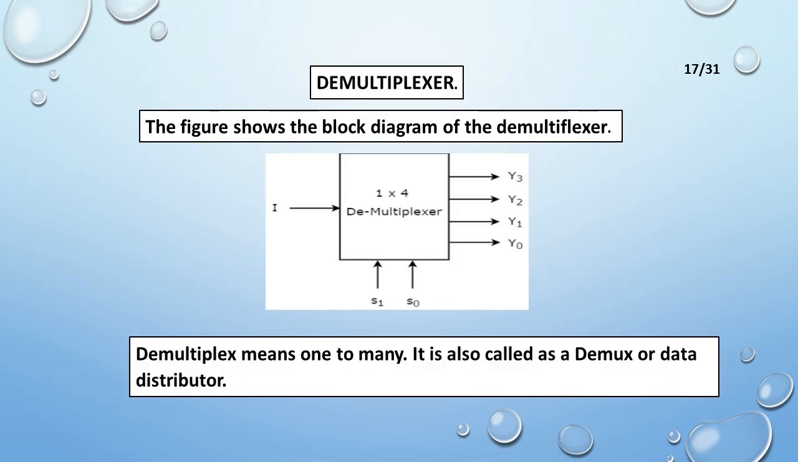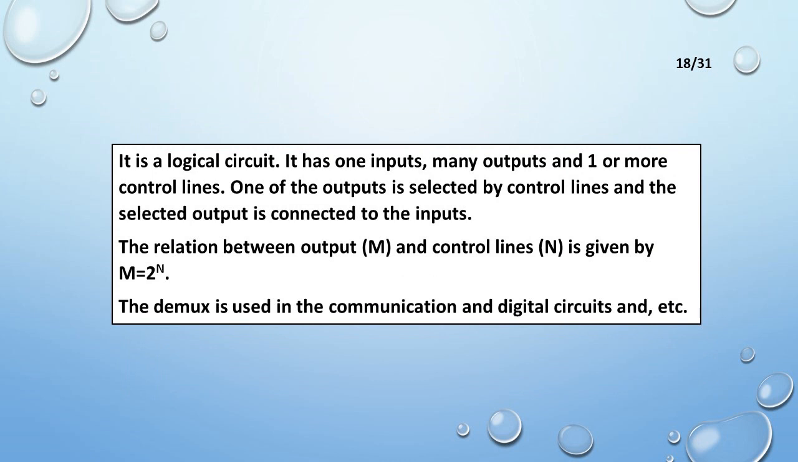Demultiplexer. The figure shows the block diagram of the demultiplexer. Demultiplex means one to many. It is also called a demux or a data distributor. It is a logical circuit. It has one input, many outputs and one or more control lines. One of the outputs is selected by control lines and the selected output is connected to the input.